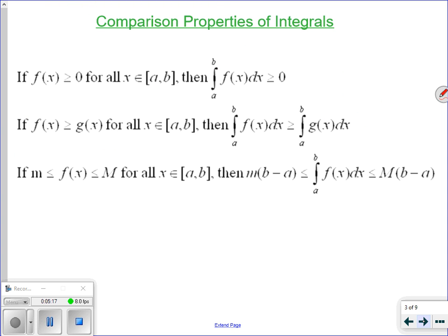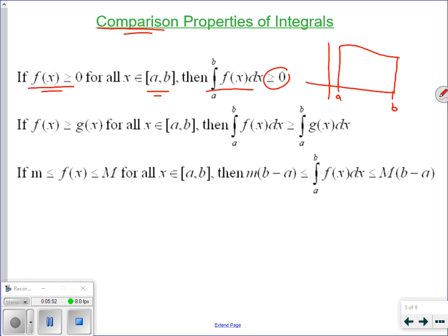I showed these properties yesterday, but these are comparison properties of integrals, comparing two functions together. The notation may seem scary at first, but if you draw it out, it should make sense. It says if you have a function that's greater than or equal to 0 for all x between a and b, then the area underneath the curve is going to be greater than or equal to 0. Doesn't that make sense? Here's a, here's b. It's greater than or equal to 0 for every single x value, so it's always above the x-axis, and we're going from a to b. So wouldn't this area always be positive? I would say so.